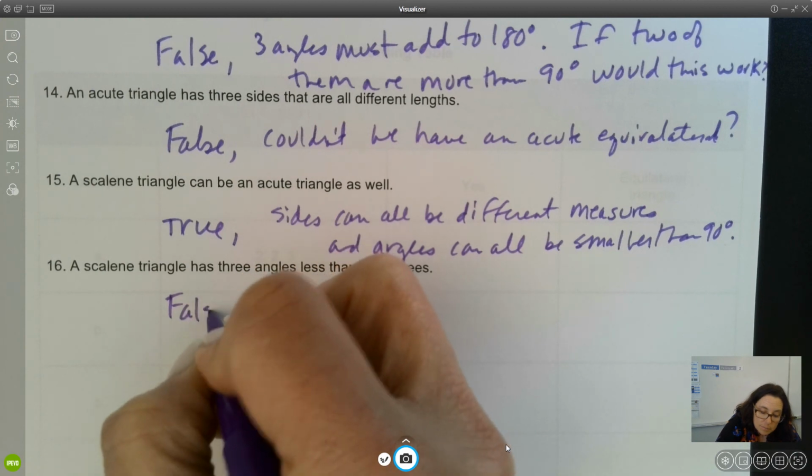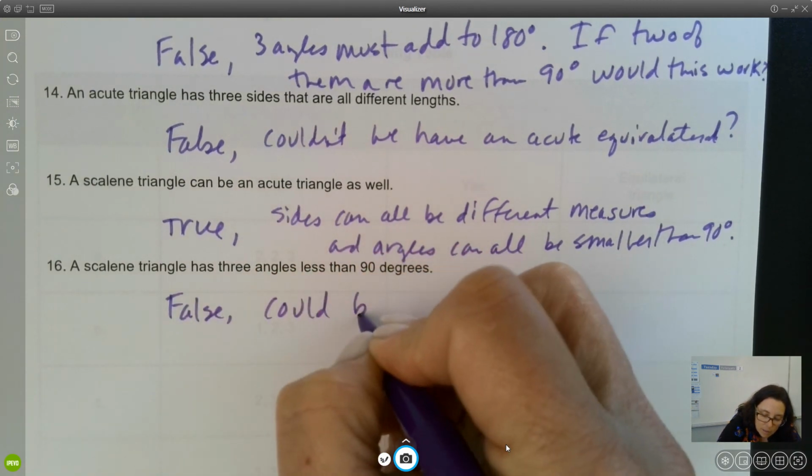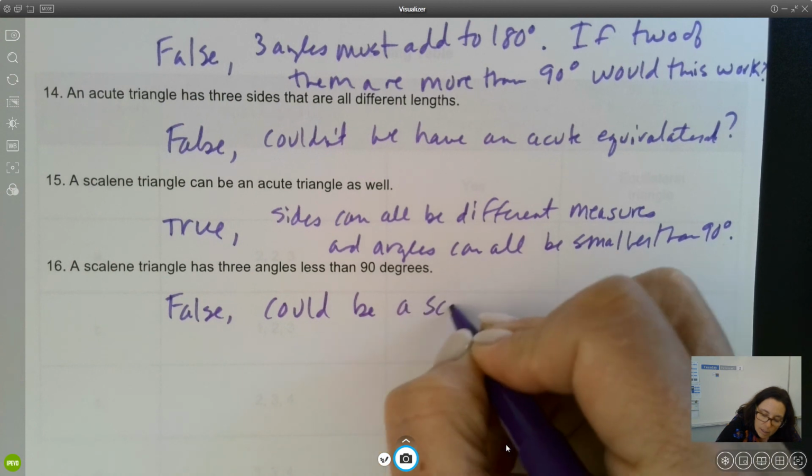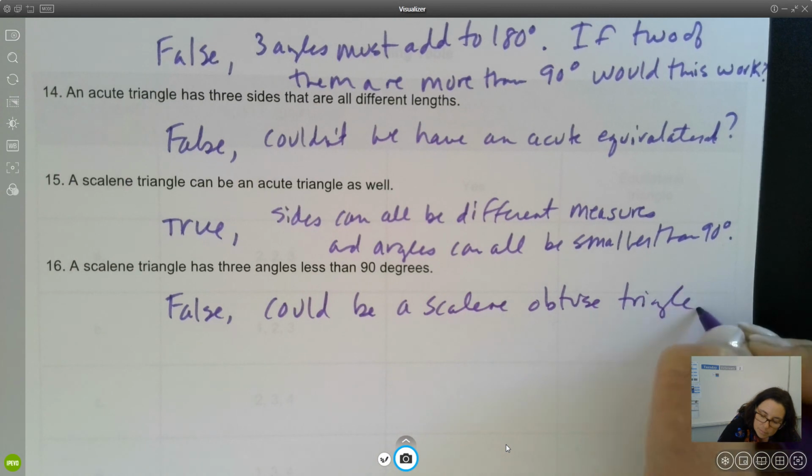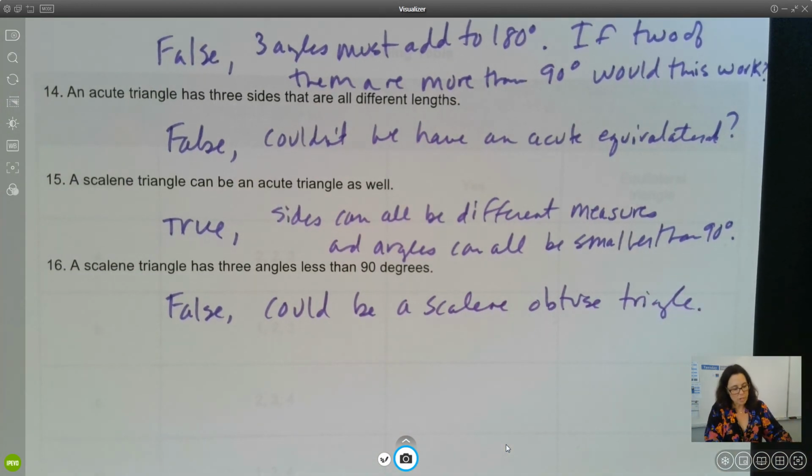False. Could be a scalene obtuse triangle. Okay, there's some true falses. All right, we are going to skip to number 23. The second part that we're going to do with that other program, we'll come back and fill in what we're skipping.